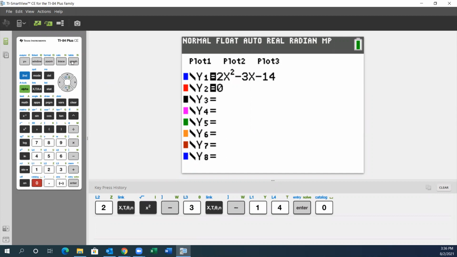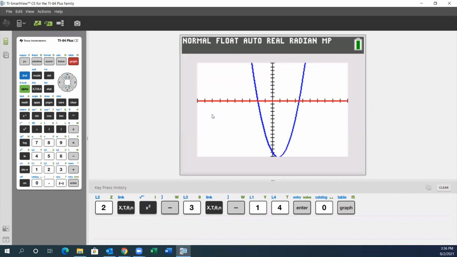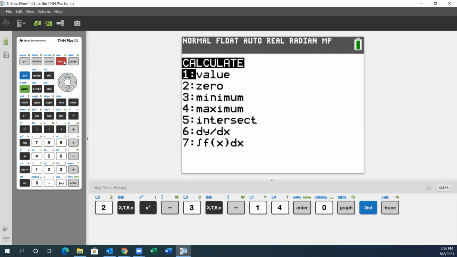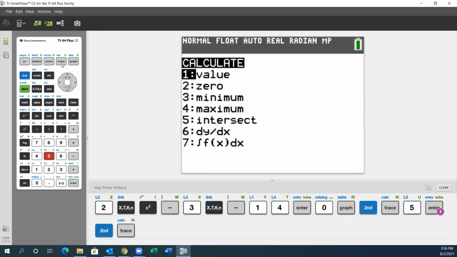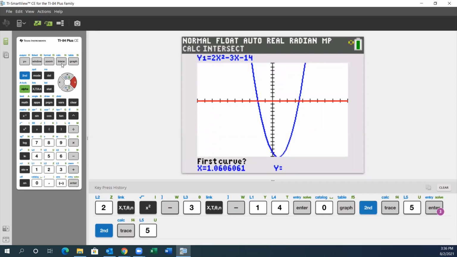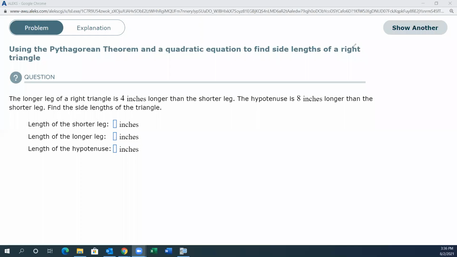Yeah, the graph. Okay, and I'm looking for where they intersect, because that's where they're going to match or be equal. So I'll go second trace 5, enter, enter, enter, and I get one solution of -2. And second trace 5, bring it around the horn, enter, enter, enter, and I get 3.5 for my other solution. And that would be how to do it on the calculator. I want you to be able to do it by hand and by calculator. All right, now let's take a look at this Pythagorean Theorem stuff.